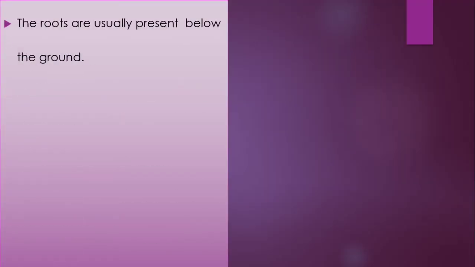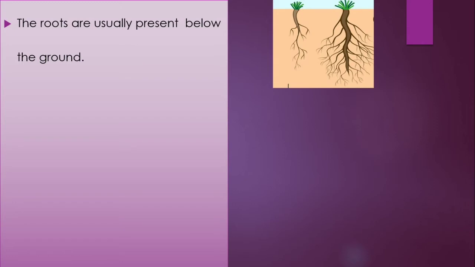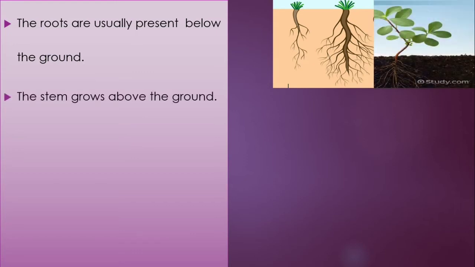Next, the roots are usually present below the ground. Below the ground means the roots are present inside the soil. And the next part, stem. The stem grows above the ground. Above the ground means above the soil.